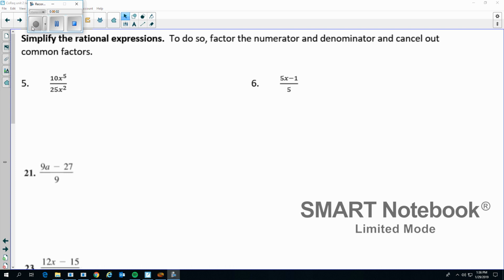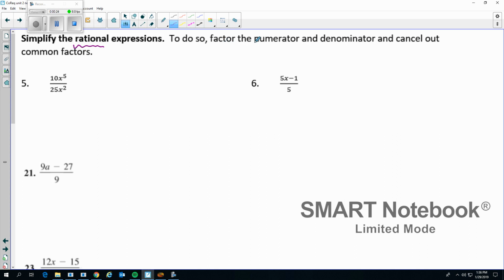Okay, so this is going to be the second part of 2.2. We barely started 2.2, so this is going to be the main part that I want us to really get the hang of. We're going to simplify these rational expressions, a fancy word for fractions. Rational is just a fancy way of saying fraction.